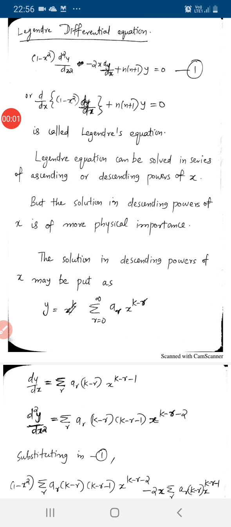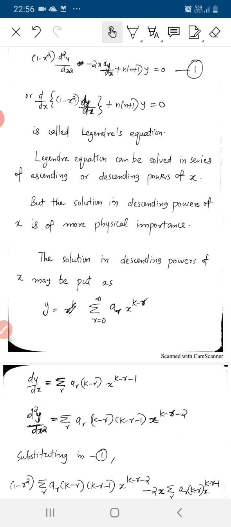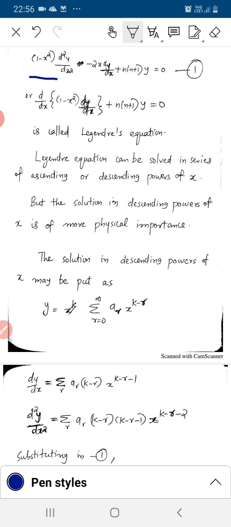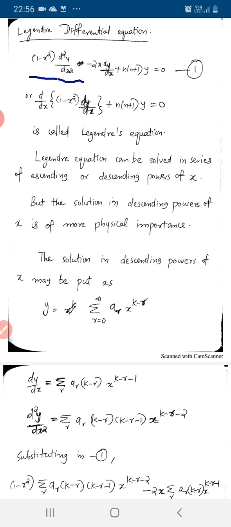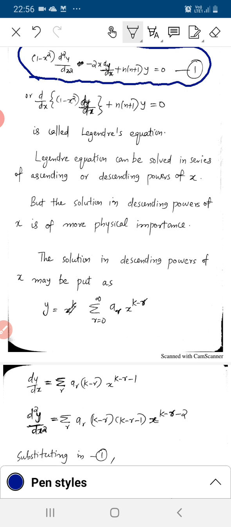Hi, today we try to solve the Legendre differential equation and obtain a solution of the Legendre equation. As we all know, the Legendre equation is given by (1 minus x square) d square y by dx square minus 2x dy by dx plus n into (n plus 1) y equal to 0. So this is the Legendre differential equation.